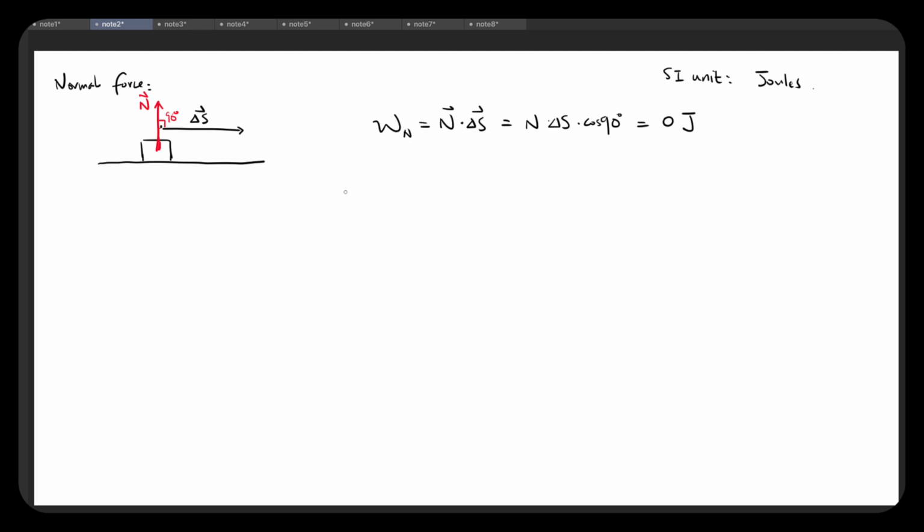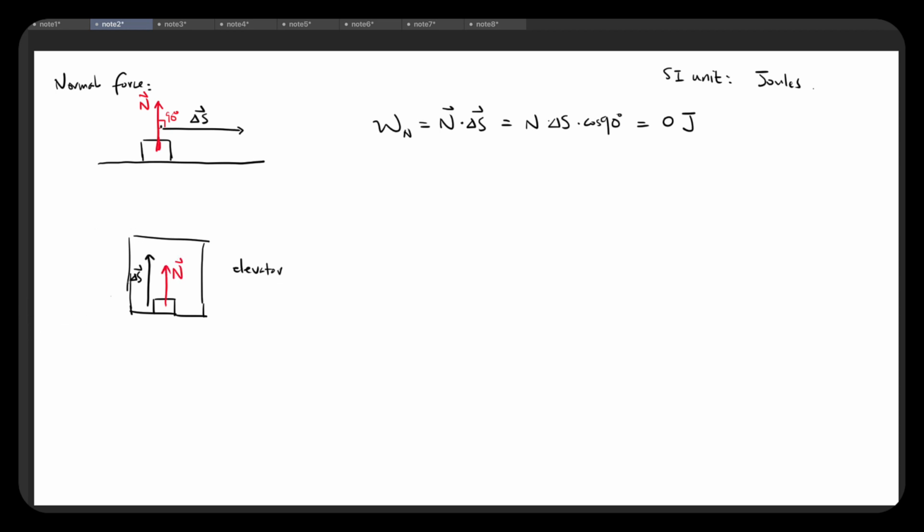But there are some exceptions. Let me show you one example. Let's say there's an elevator, and there's an object right inside the elevator. The elevator is moving along this direction, and later on it has some displacement. So if I look at this object in particular, it should have some displacement this way, and the normal force is this way.